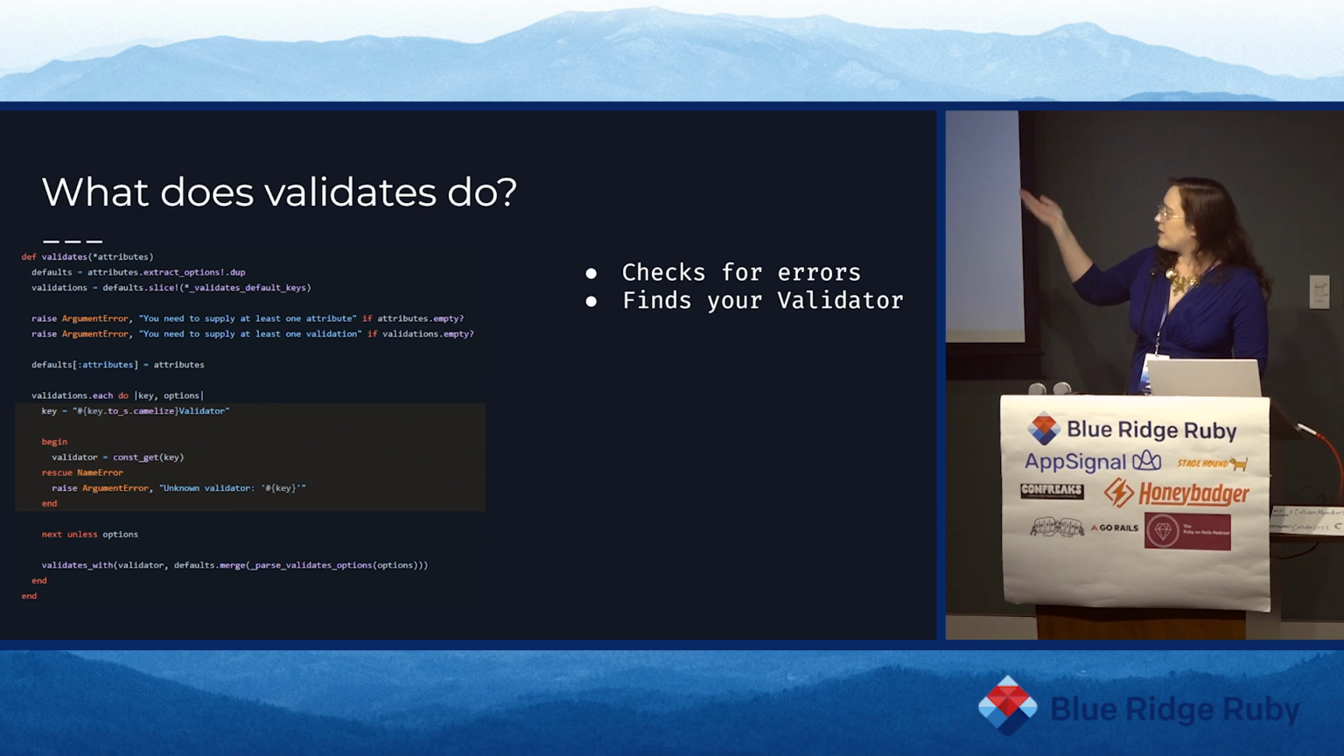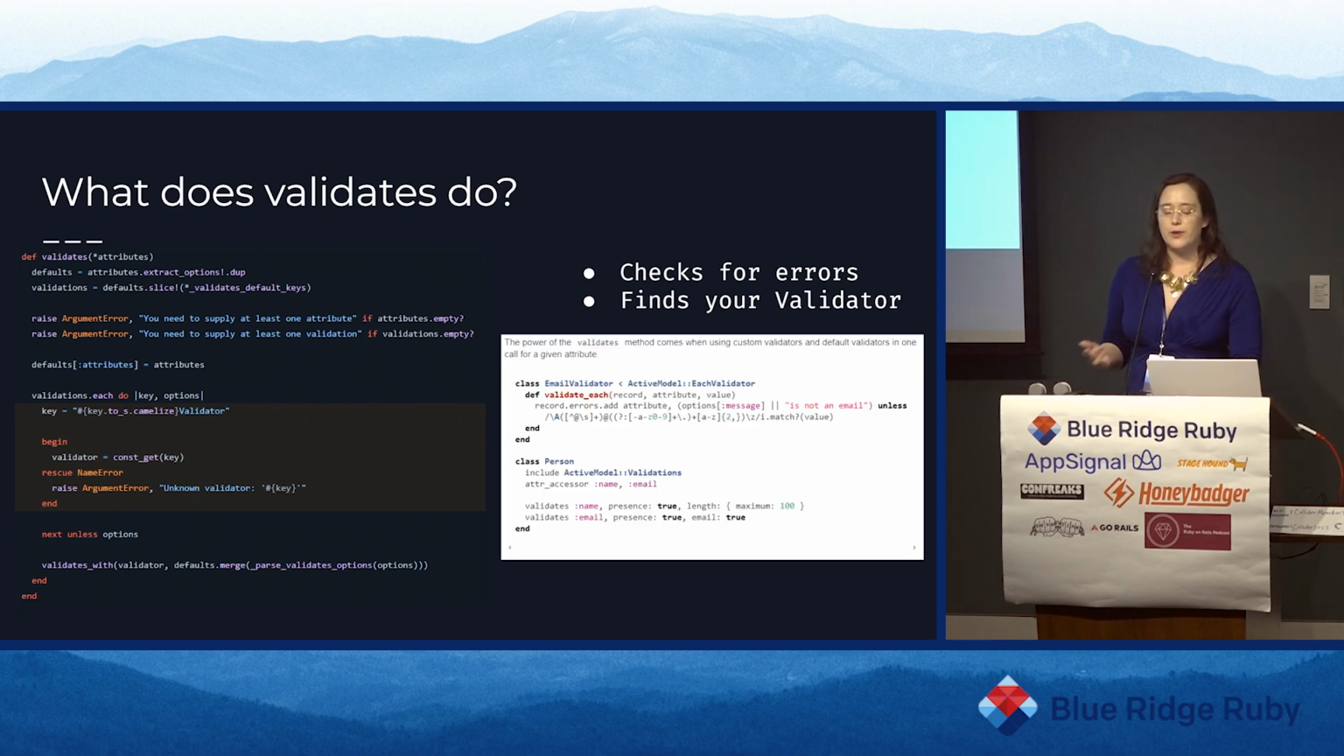This is kind of interesting. If you name any model something validator, this section of code right here will go out and find that validator, regardless of whether it's a custom or standard library validator. And we can see this again when we look at the Rails documentation. It says the power of the validates method comes when using custom validators and default validators in one call for a given attribute. We have this email validator, which is custom. And then down here, if we look at validates email, we have the presence validator, which is standard library, and the email validator, which is our custom one.